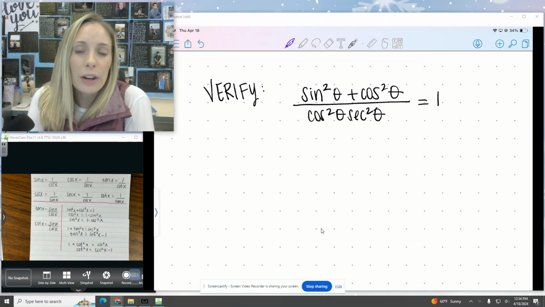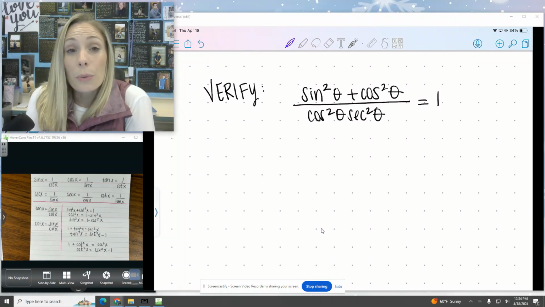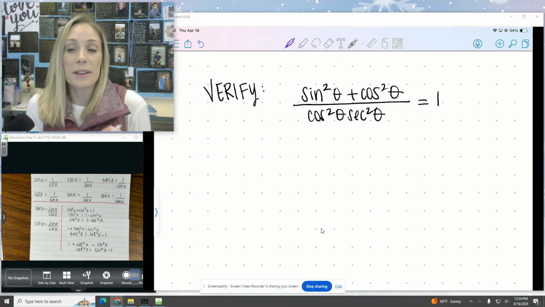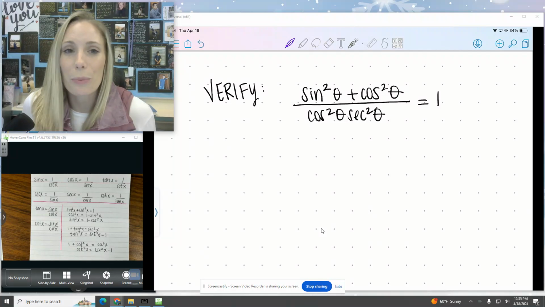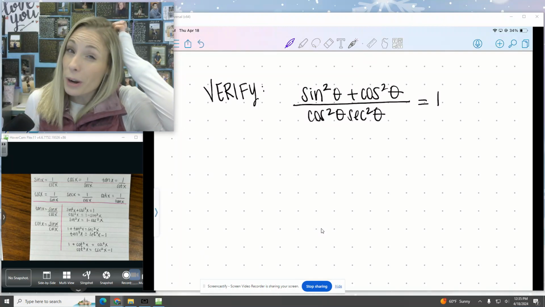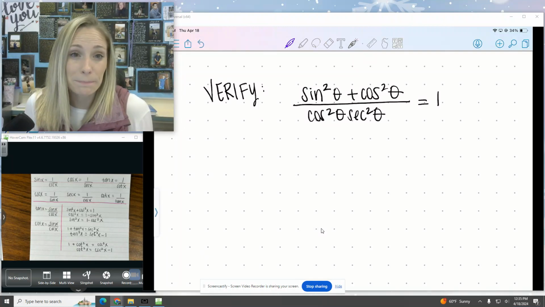Now remember, when you're verifying, you already know that this is true. You already know that when you work through this, it's always going to be 1. It doesn't matter what variable, what number you plug in for theta, it's going to equal 1.